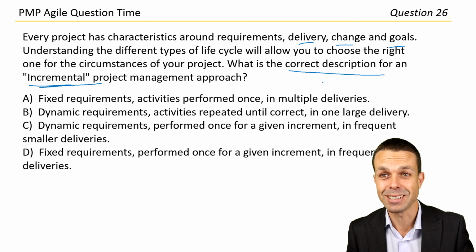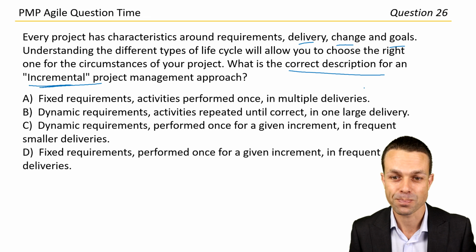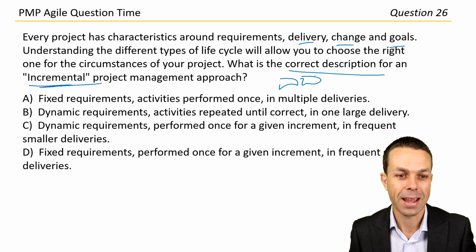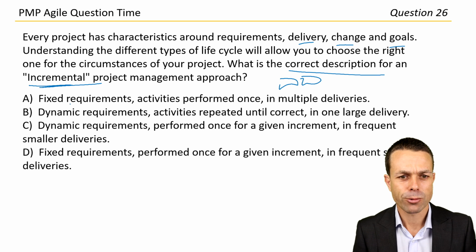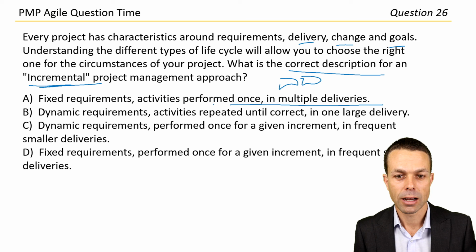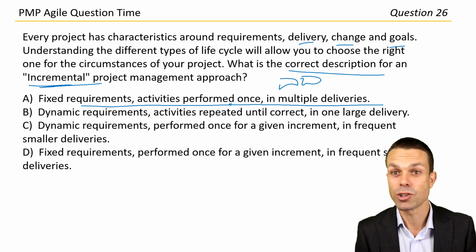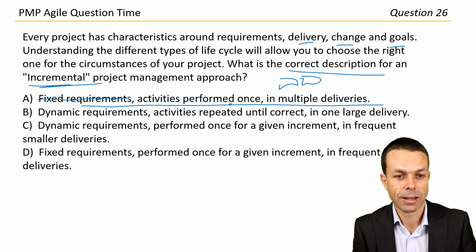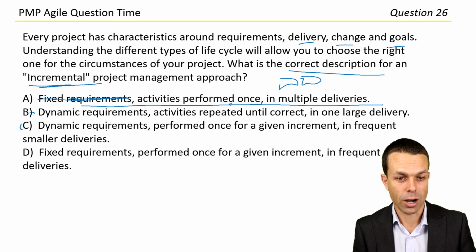And this one's a lot easier for me than that iterative one, because we're delivering in increments. It's right there in the name. Let's see what we've got. So fixed requirements, activities performed once in multiple deliveries. Potentially, except we want dynamic requirements, I think. So we're heading towards more of an Agile approach here. So let's go with, we've got B and C as dynamic requirements.